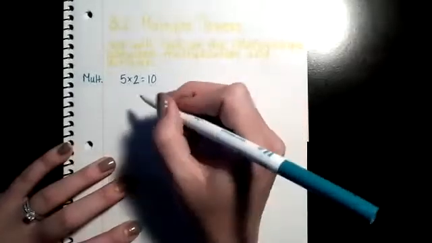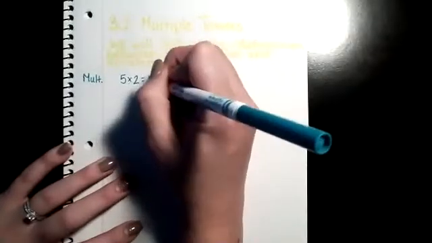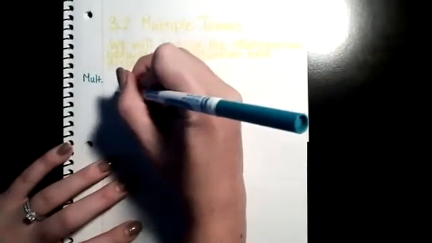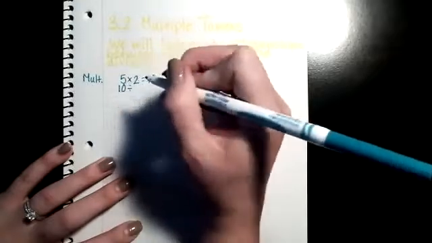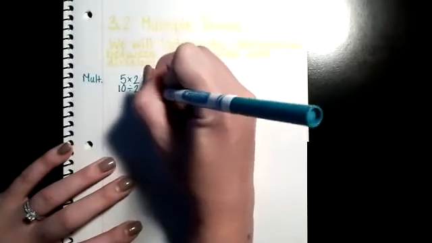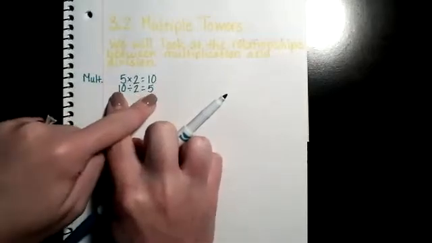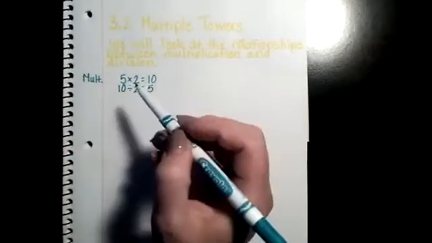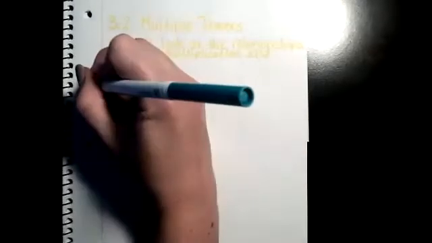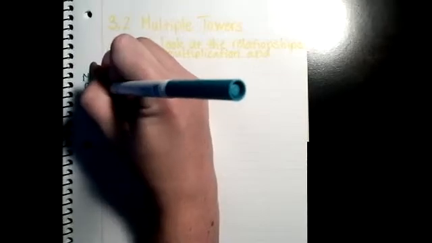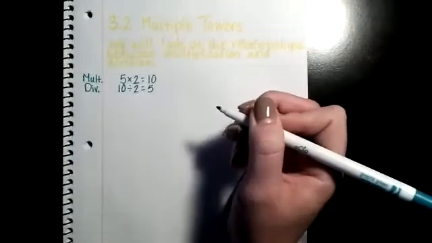Okay, now if we wanted to switch this around and make it a division problem, I would take 10, put it over here, and 10 divided by 2 would be 5. So I just switched the first number and the last number. 5 times 2 is 10, 10 divided by 2 is 5. And that is division.